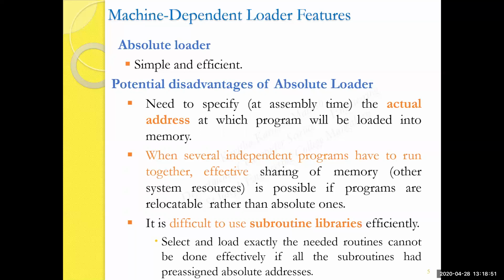it is often expected to run several independent programs together, sharing memory and other system resources between them. Which means that we do not know in advance where a program will be loaded. Or we should be able to load the programs wherever there is room for them. Efficient sharing of the machine requires that we write relocatable programs rather than absolute ones. However, the absolute loading scheme doesn't provide for program relocation and requires that programs are assigned absolute addresses.